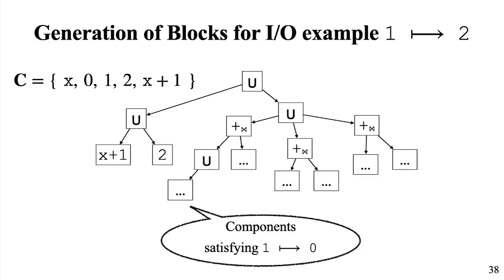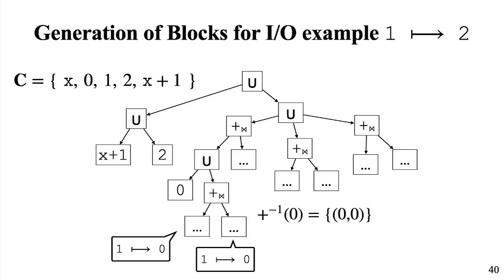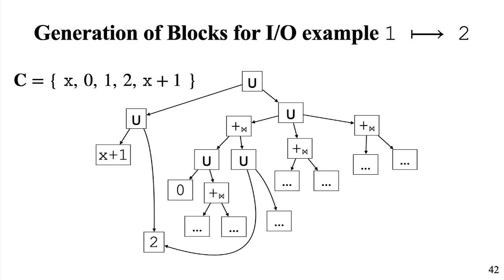We keep searching for blocks for the newly generated I/O example. We search for components satisfying this example, and 0 is such a component, so it is added into the version space. And then we search for blocks of the form E1 plus E2. Using the inverse map, we identify a single input pair that can produce the desired output. So we create a join node for this input pair. We keep searching for blocks for other unprocessed I/O examples and keep constructing the version space. And during this process, any duplicate nodes are removed to save space in the version space.